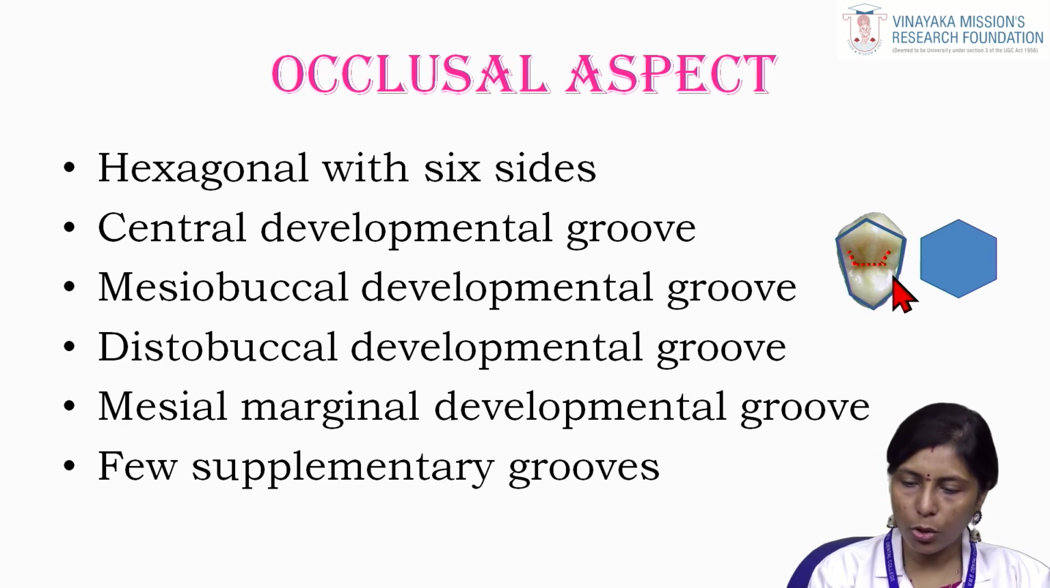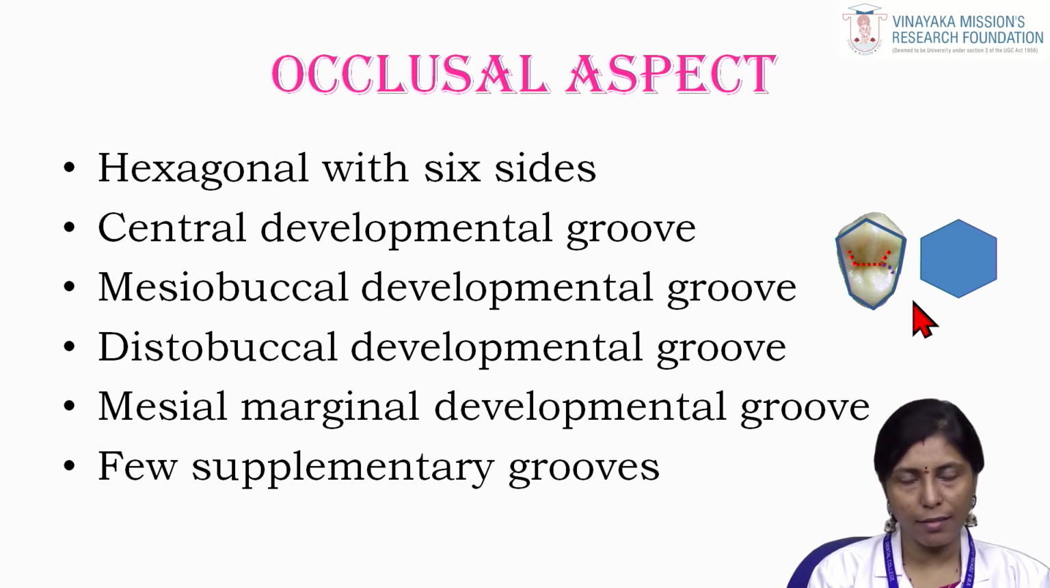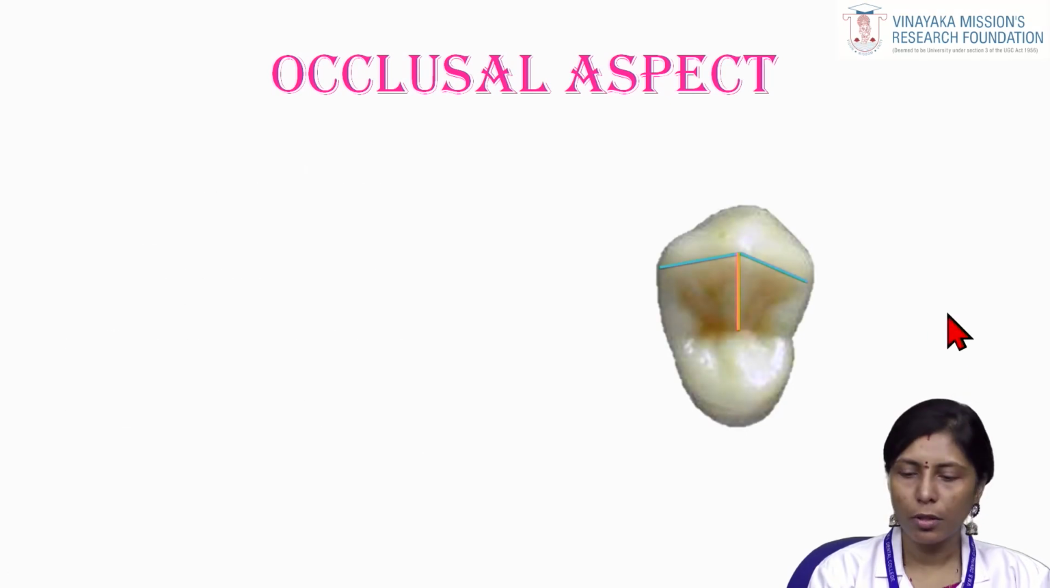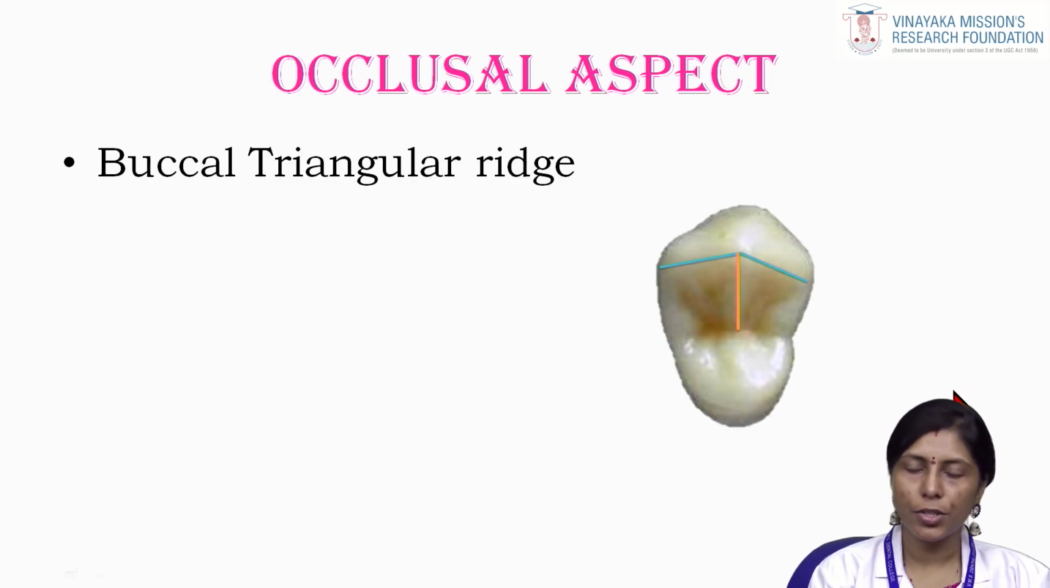So there is a groove that can be appreciated in the mesial margin, which you call the mesial marginal developmental groove. So with the help of this mesial marginal developmental groove, you can identify whether it is a right tooth or left tooth. Also you can see a few supplementary grooves. So coming to the other ridges seen on the occlusal aspect, you can see a buccal triangular ridge.